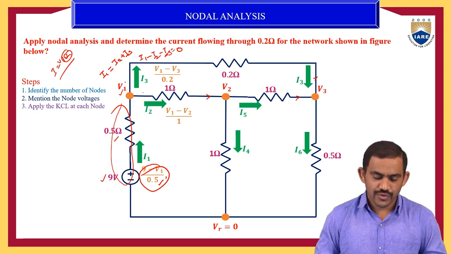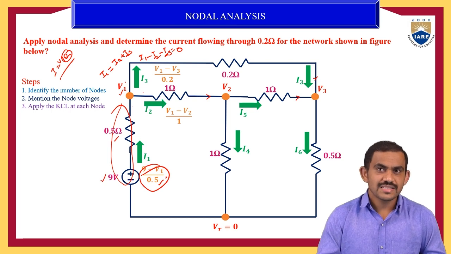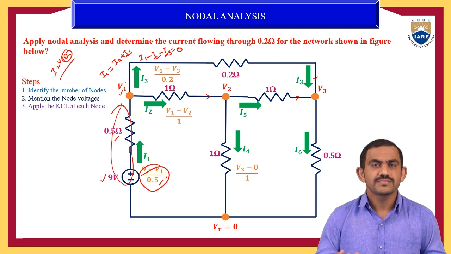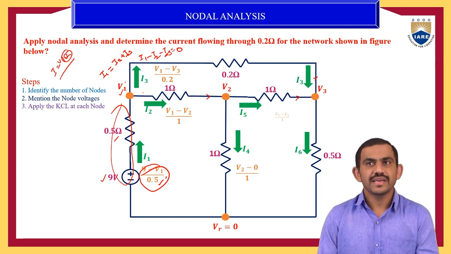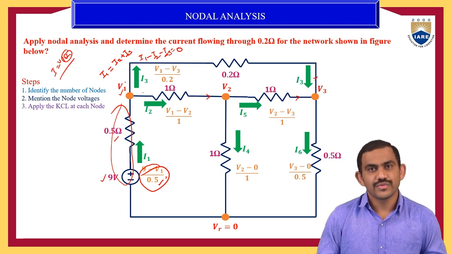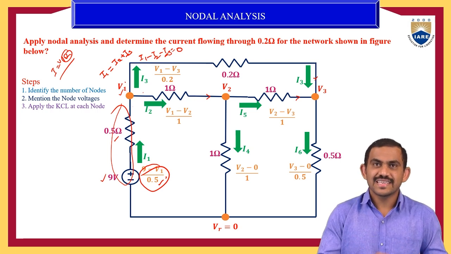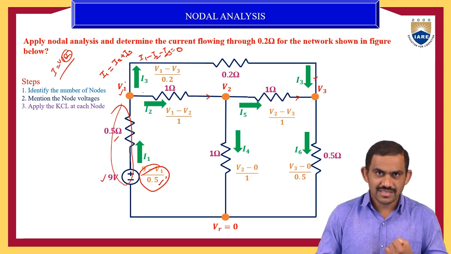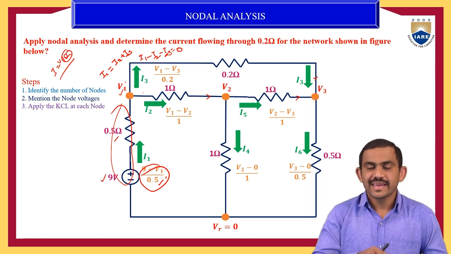And what about I4? So I4 is V2 minus 0. So VR is nothing but 0. So V2 minus 0 by your 1 ohm. And what about I5? V2 minus V3 by your 1 ohm. And what about I6? Same. V3 minus 0, VR. That means V3 minus 0 by your 0.5 ohm resistor. Simple. So before applying the KCL rule, we need to know the current directions at each node, and we need to know the current values. Then apply the KCL rule.